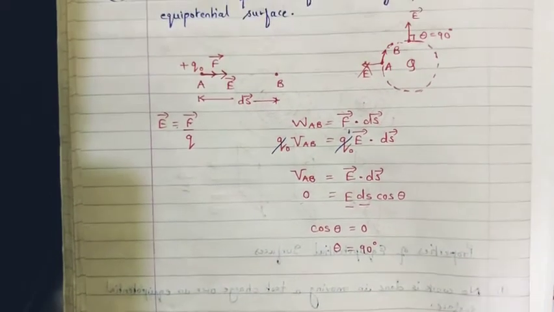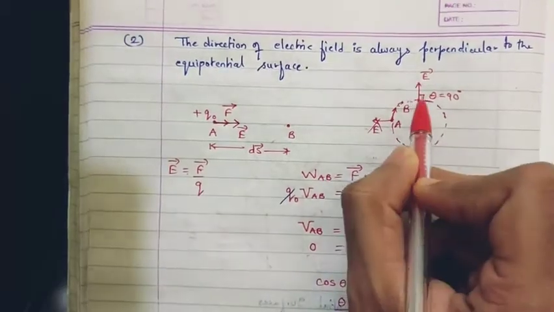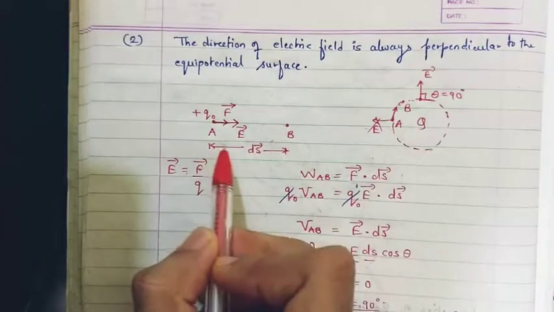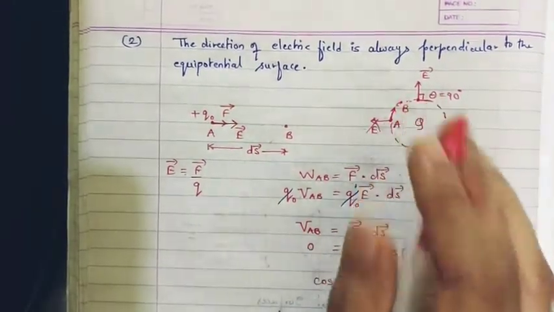Okay, so the electric field vector is always perpendicular to the equipotential surface. It will not have any component along the equipotential surface.